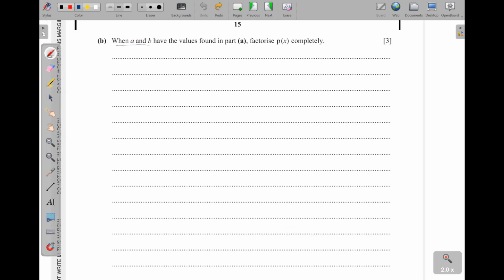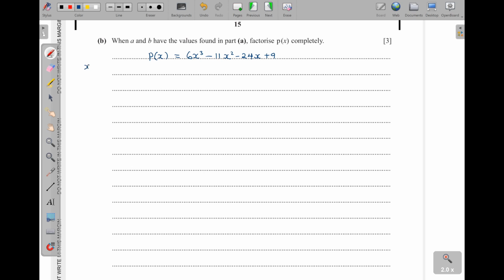Then part b, when a and b have the values found in part a, factorize p of x completely. Now, we have our p of x, which is equal to 6x cubed, then minus 11x squared, then minus 24x plus 9. So we are supposed to factorize this completely.